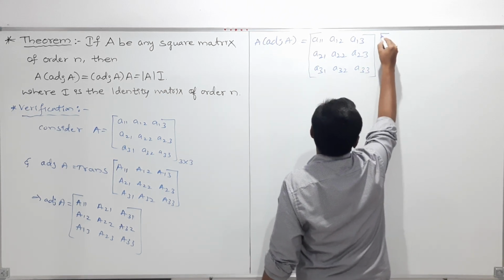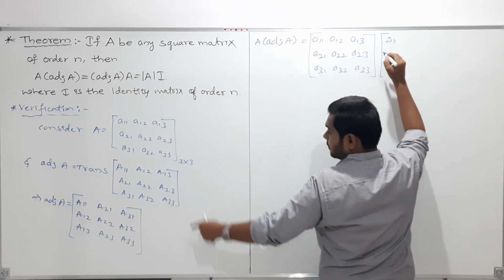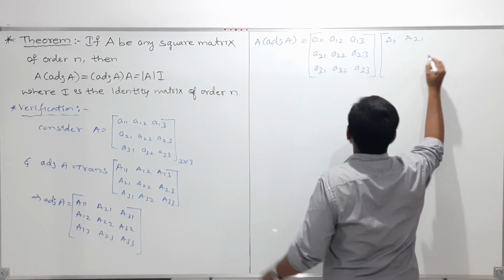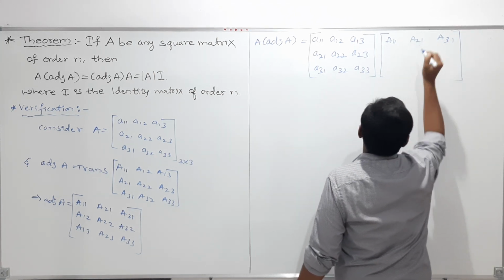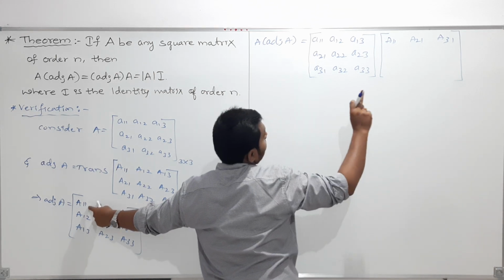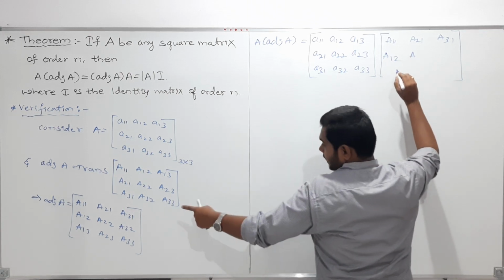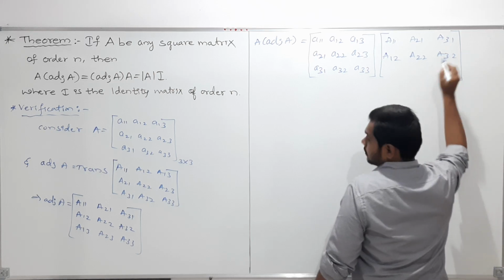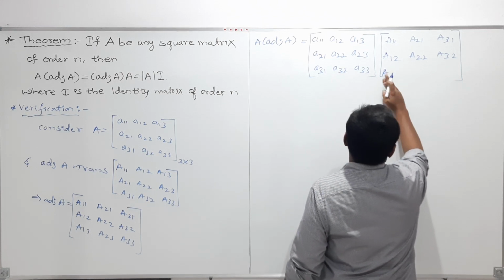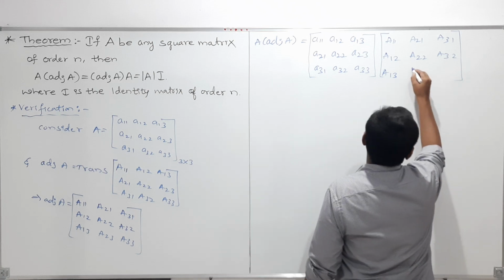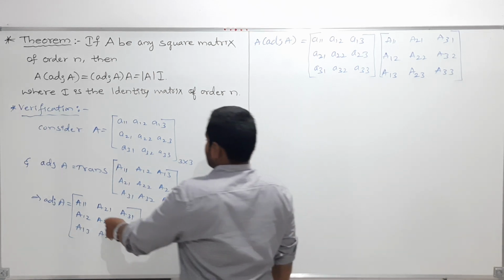So what is adjoint of A then? I already have it. It is A11, A21, A31; next A12, A22, A32; and next A13, A23, A33. Clear? So I have just written the values.